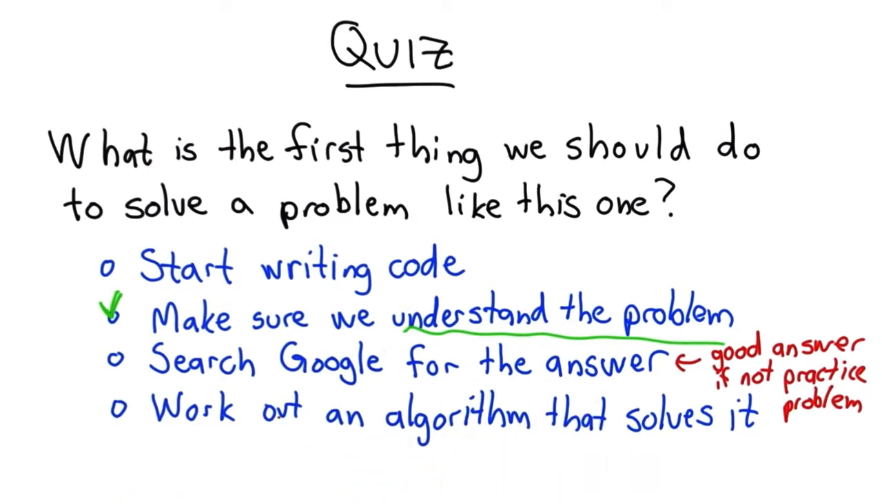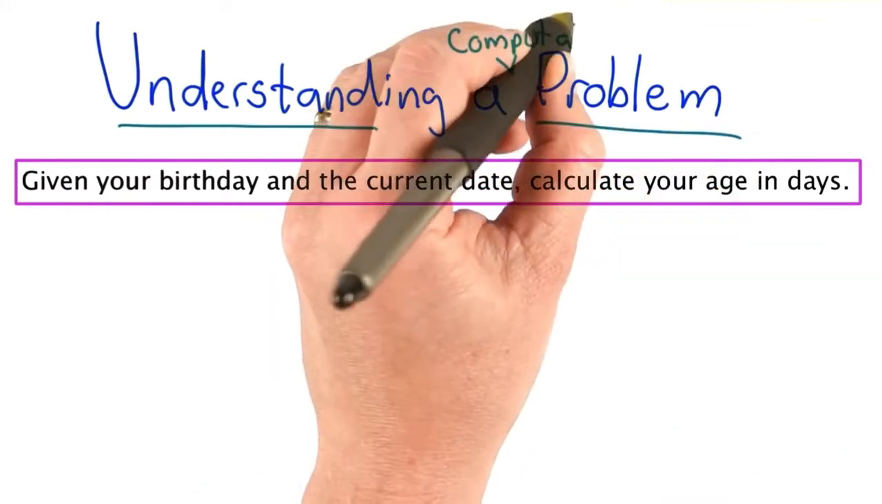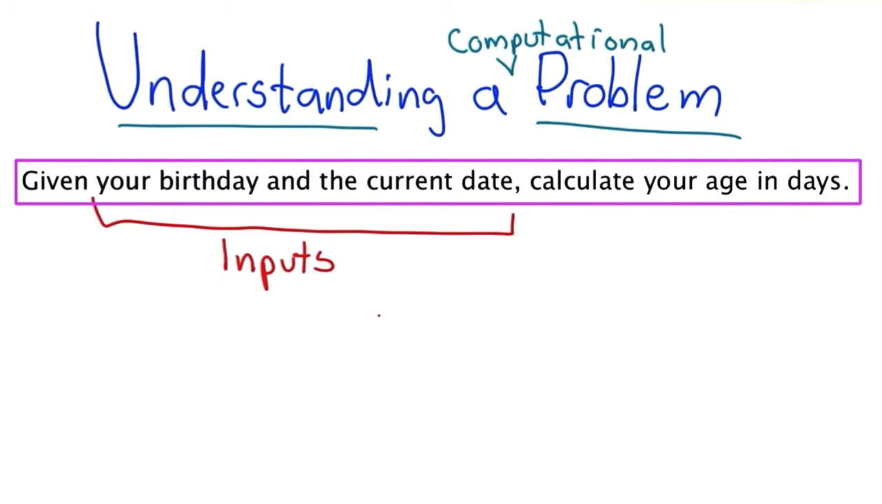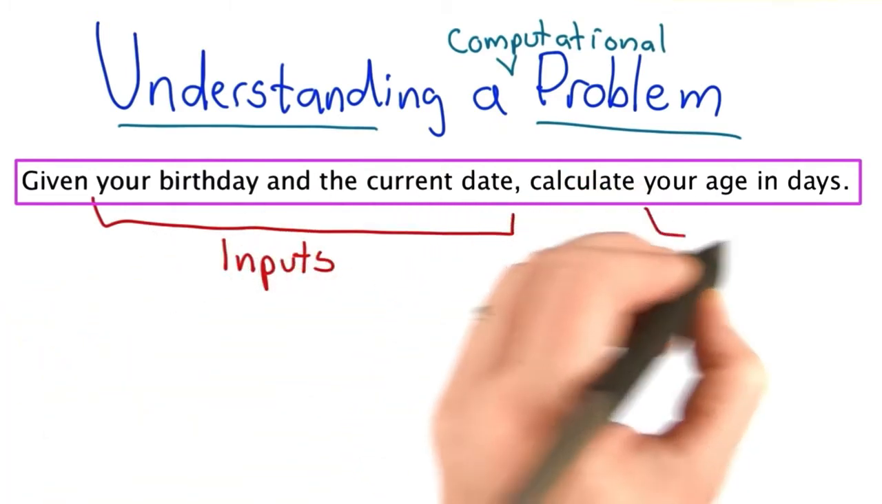The fourth choice, to start working on an algorithm, also depends on understanding the problem. Until we understand the problem well, we don't know what algorithm we need to create. So what does it mean to understand a problem? And I should emphasize, we're talking about computational problems here. And what all computational problems have in common is that they have inputs and they have desired outputs.